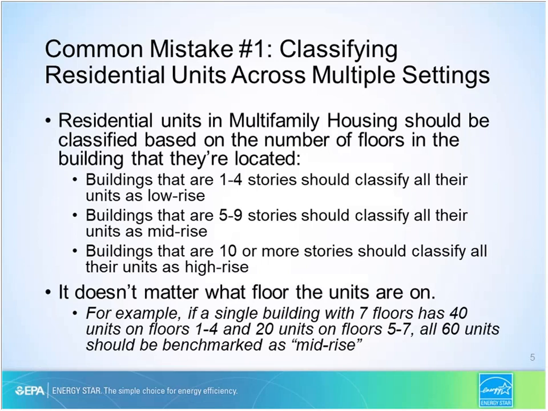One of the most common mistakes that arises when benchmarking multifamily housing properties is classifying residential units within the correct setting. So there are 3 settings that units can fall into, either low-rise, mid-rise, or high-rise. However, these settings refer to the number of floors in the building that they are located on, not the floor that each unit is on. For example, if a single building with 7 floors has 40 units on floors 1 through 4 and 20 units on floors 5 through 7, all 60 of those units should be benchmarked as mid-rise.